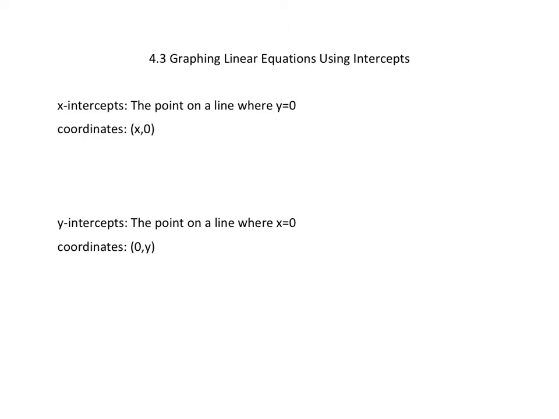The y-intercept is the point on the line where x equals 0. Its coordinates would be 0, comma y. This is actually where we're intersecting the y-axis. And so let's actually look at what we're talking about here. What do we mean by x and y intercepts? It's a little bit easier to see if you're looking at a graph. So let's move on and look at some graphs and see what we're really talking about here.